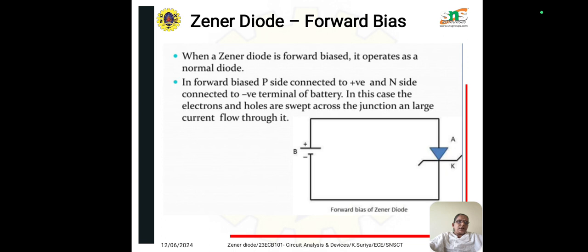Next, when the Zener diode is used in the forward bias condition, it works similar to that of the PN junction diode. In the forward bias, the P type is connected to the positive terminal and the N type is connected to the negative terminal of the battery. In this case, the electrons and holes are swept across the junction and a large current flows through it.